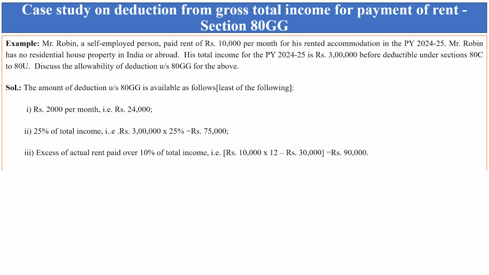Second, 25% of total income, that is 3 lakh into 25%, comes to 75,000. Third, the excess of rent paid over 10% of total income. Rent actually paid is 10,000 per month, so the excess of actual rent paid over 10% of total income is 10,000 into 12, that is 1,20,000, minus 10% of total income, that is 30,000. So 1,20,000 minus 30,000 is 90,000. So we get three alternatives, and the least is available for deduction. So the available deduction under section 80GG is rupees 24,000, being the least amount of the above.